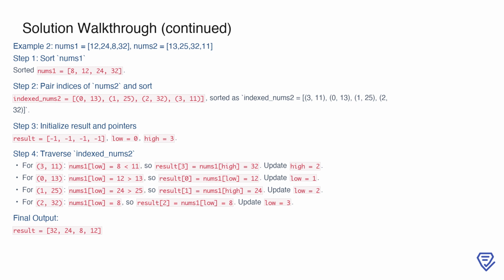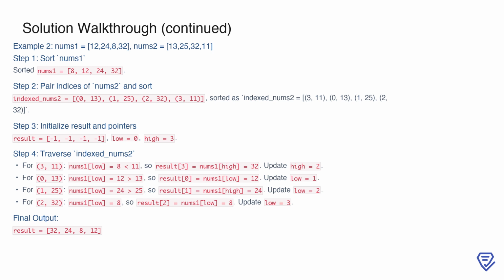We initialize result as [-1, -1, -1, -1], and set the low pointer to 0 and high pointer to 3. Now, we process each pair in indexed_nums2. For (3, 11), nums1[low] is 8, which is less than 11, so we assign result[3] equals nums1[high], which is 32, and decrement high to 2.